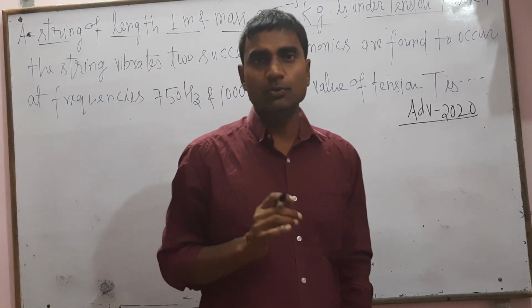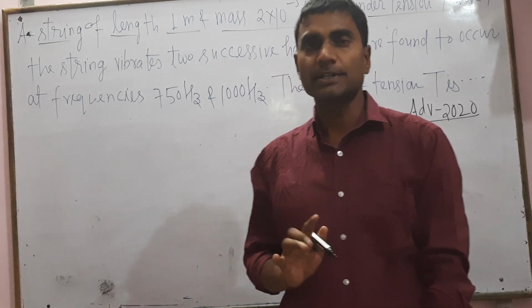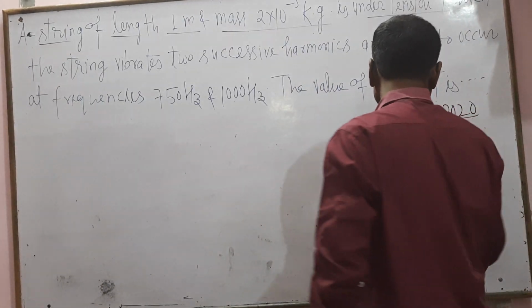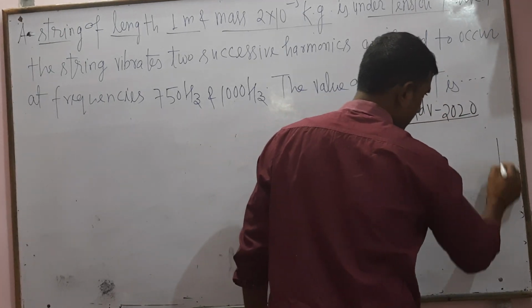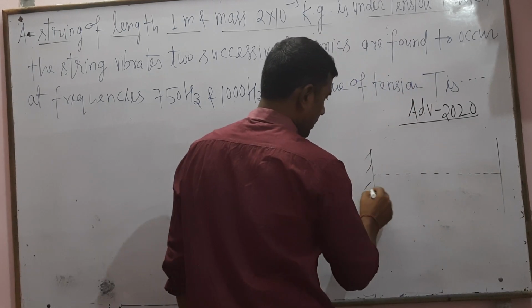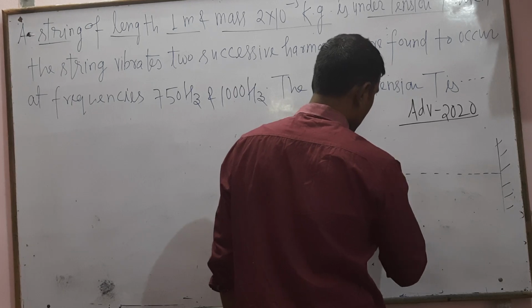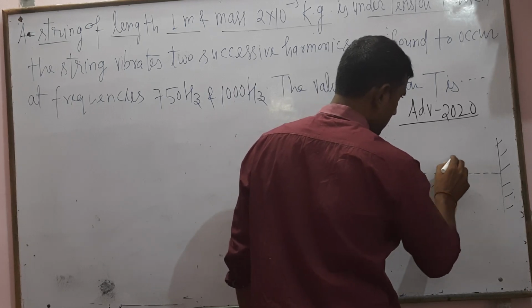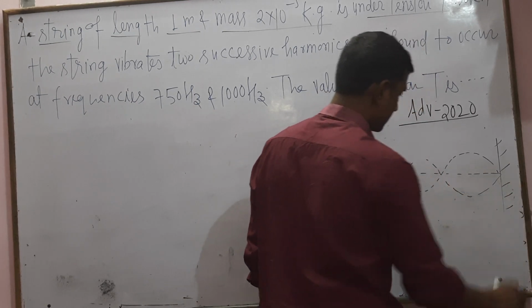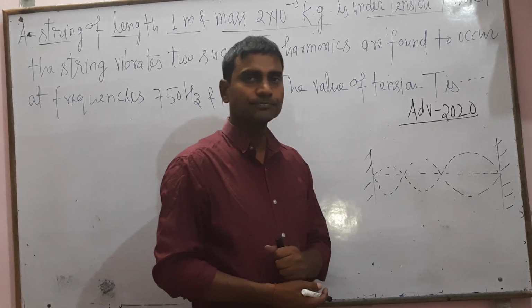Means in this question the string has tension T. Only in one condition will the string have tension T: when the string is fixed at both ends. Okay, means both ends are fixed.